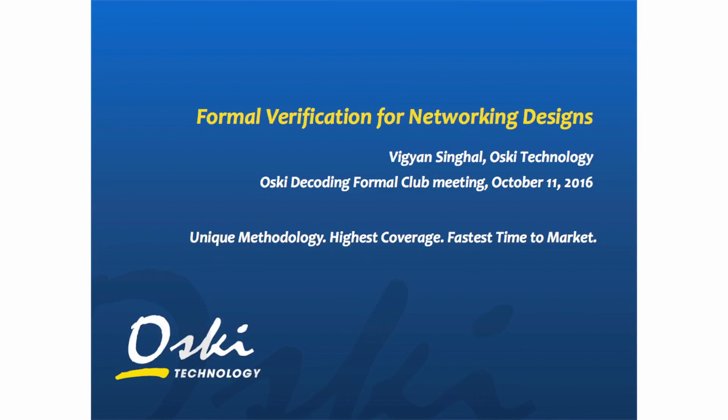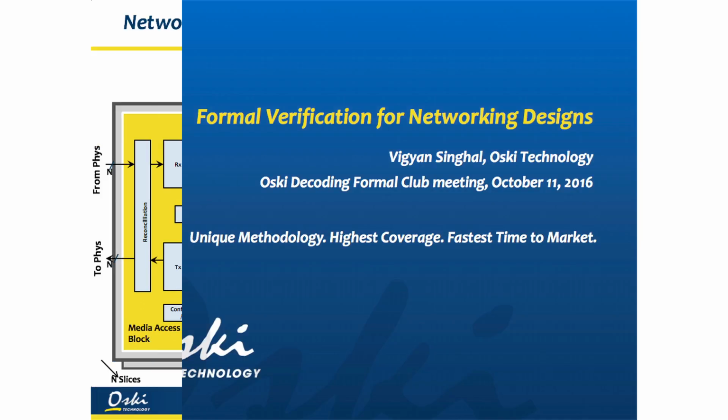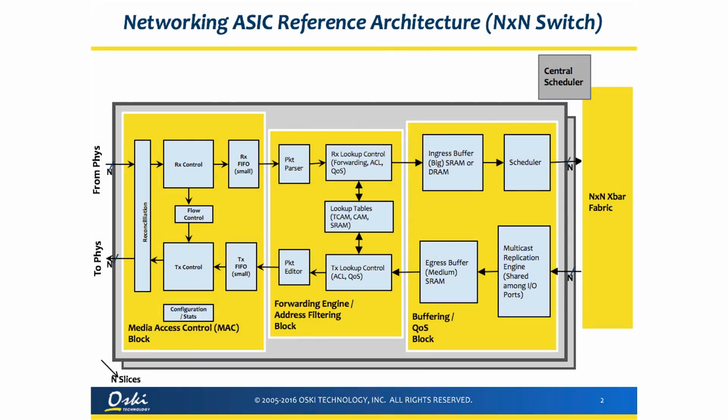Today I'm going to talk about formal verification as we have applied to networking designs. Now, networking designs are typically very large chips. They have a lot of switches in them. And in this picture, I show a bunch of switches where traffic comes in from many different ingress ports on the left side, goes through MAC layer functionality, forwarding engine, address filtering, and then buffering and quality of service based routing, going to a crossbar, and eventually gets destination routed to a correct switch and goes back on the egress side, on the left side.